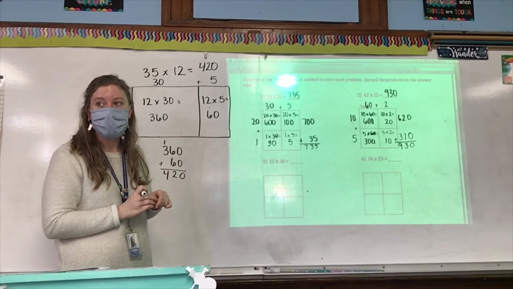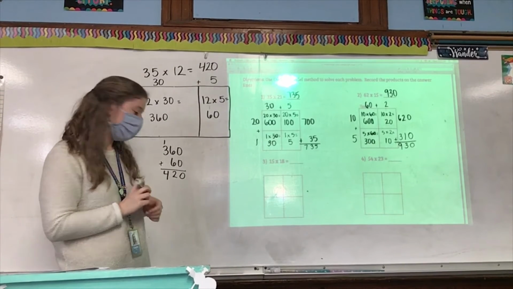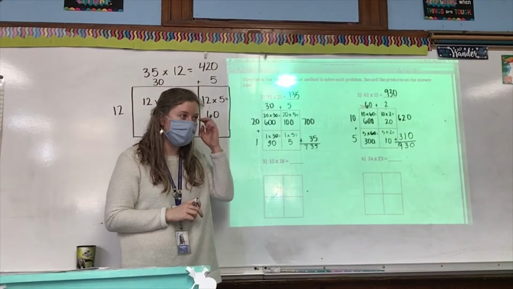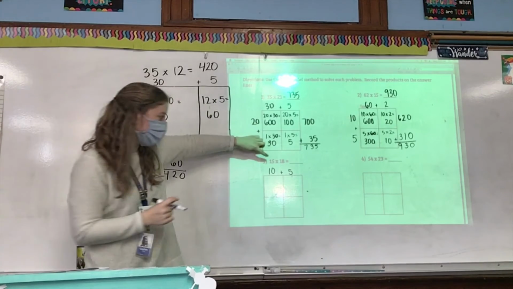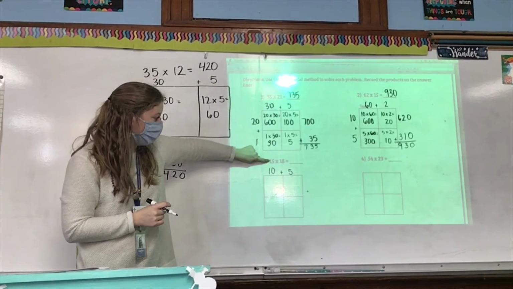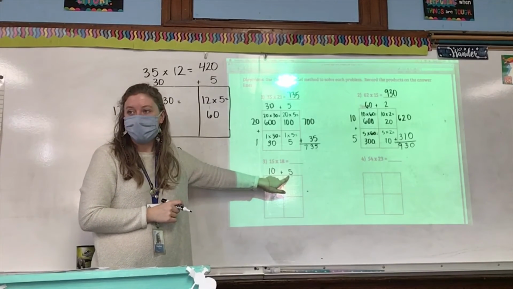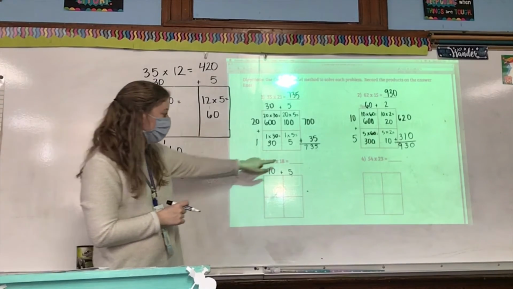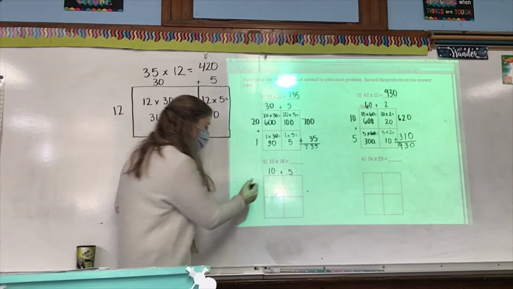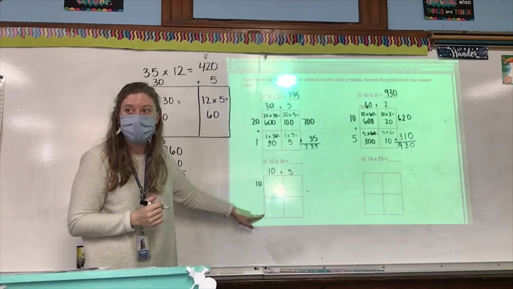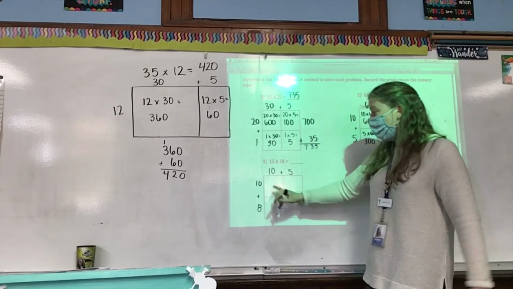10 plus? Can somebody help him out? Zadie? 10 plus 5. Because remember, we're adding the values of each digit. A 1 in the tens place is worth 10. A 5 in the ones place is worth 5. So 10 plus 5 is 15. Let's do the same thing with 18. If 10 plus 5 is 15, then 10 plus what is 18, Ethan? 10 plus 8.